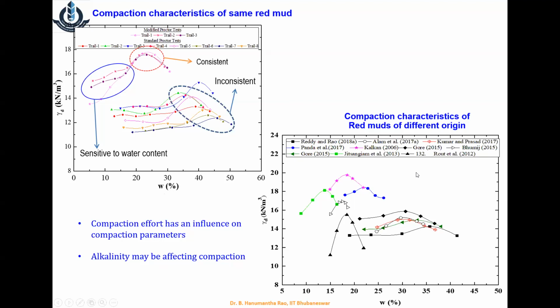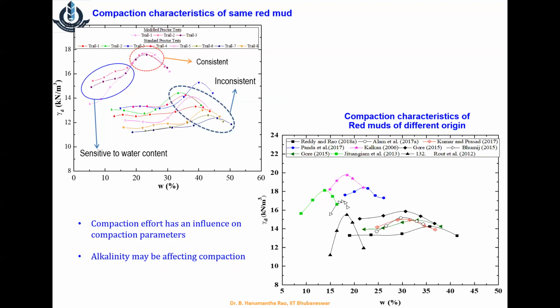Again, we also tried to compare the compaction characteristics of red muds of different origin across the globe. And you see the OMC varying from as low as 12.5 to as high as 35%. The higher side is on the higher side of the natural materials, and the lower side almost matches that of the natural materials. But one thing is clear: there is a variability in the compaction characteristics of the red mud.